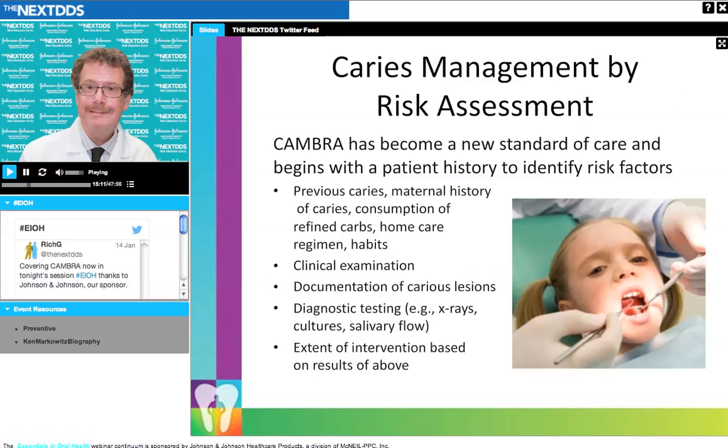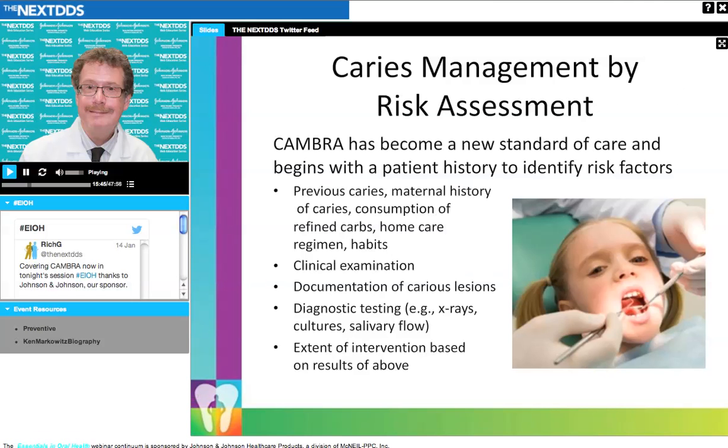Diet is very important. If you don't feed the bacteria, it will not generate acid. It's really quite as simple as that. You know, we eat food and so do bacteria. Bacteria that cause caries generate acid. Clinical examination, documenting the caries lesions, doing various tests, and then basically recording all of this information and using this information to follow the patient. This is all part of a caries formula.